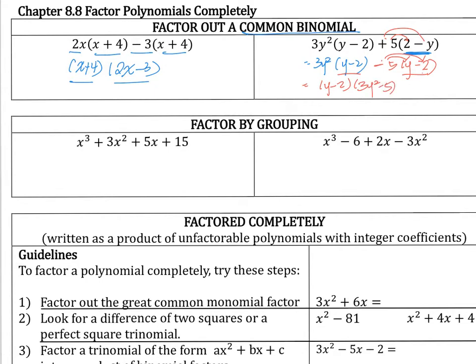Now let's look at factor by grouping. Now I see that my variables are in decreasing order. I can group the first two terms and factor out x squared for the first binomial. And then for the next group, I can factor out 5. And we'll notice that we'll end up with a binomial of x plus 3, which we can factor out.